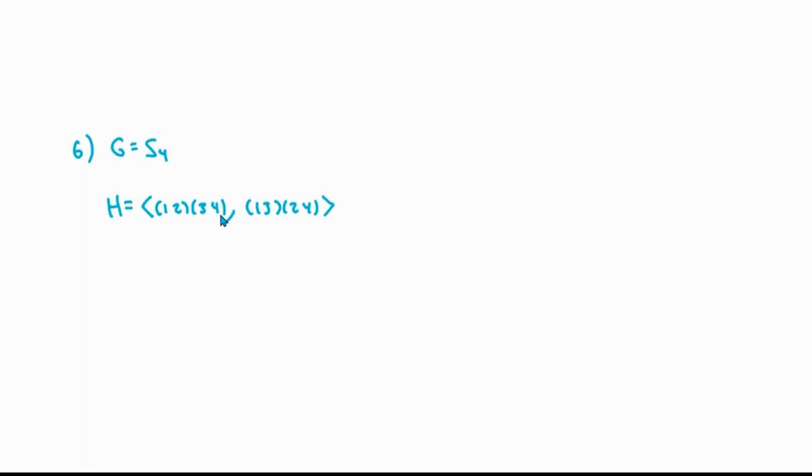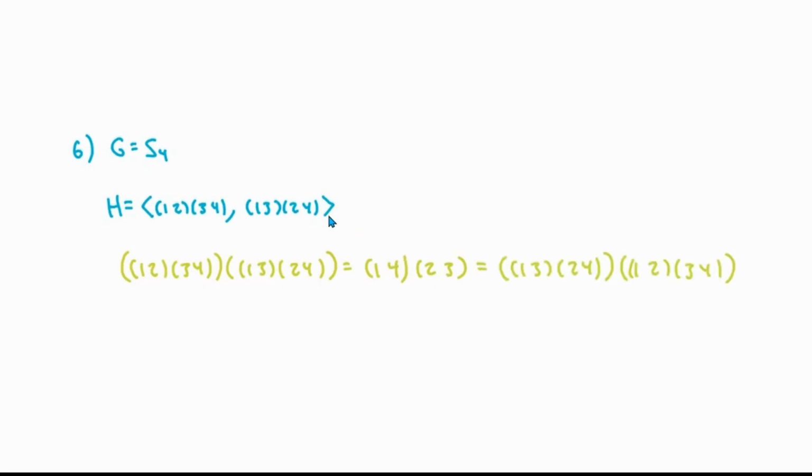And number 2, when I multiply these two elements together, first of all multiplying them as (1 2)(3 4) times (1 3)(2 4), I get a product of two transpositions, (1 4)(2 3). However, if I multiply these two generators in the opposite order, multiplying them as (1 3)(2 4) times (1 2)(3 4), I end up with the same result. So that means that these two generators for H are two elements of order 2 which commute with each other, and therefore, thinking back to the presentation of the Klein 4 group, I have that H is isomorphic to the Klein 4 group, and that the four elements are the identity, each of the two generators, and their product.